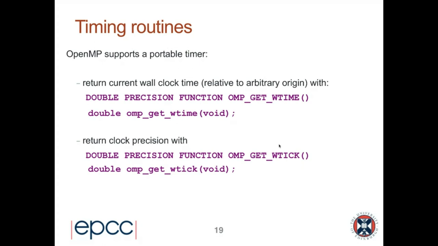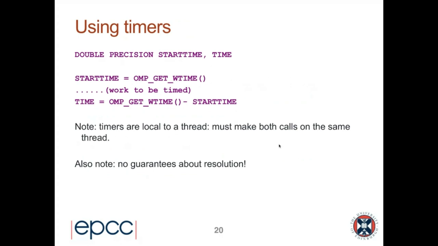And you can also ask for what the precision is with omp_get_wtick. So the normal way you would use this is to say, okay, I have a piece of code that I want to be timed, so you call this routine before the piece of code and store the value, and then call it again afterwards and take the difference. These timers are nominally local to every thread, so if you want the difference to make sense, you are supposed to make both those calls on the same thread.